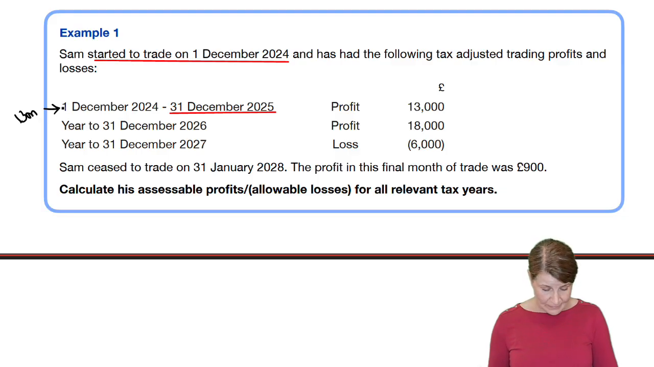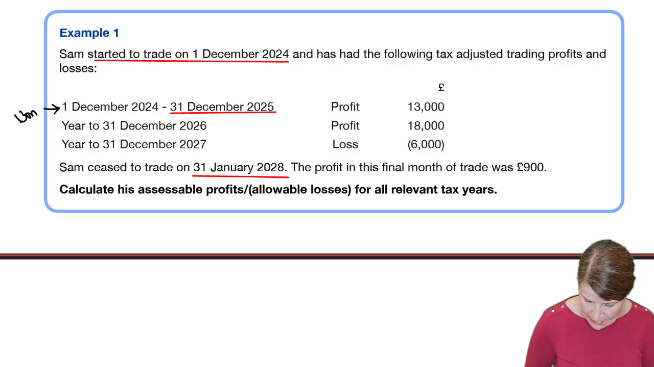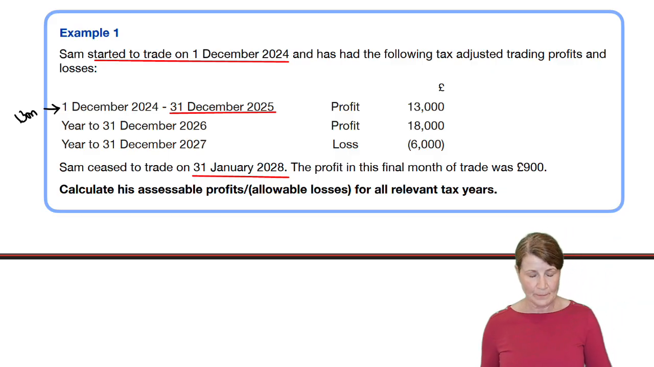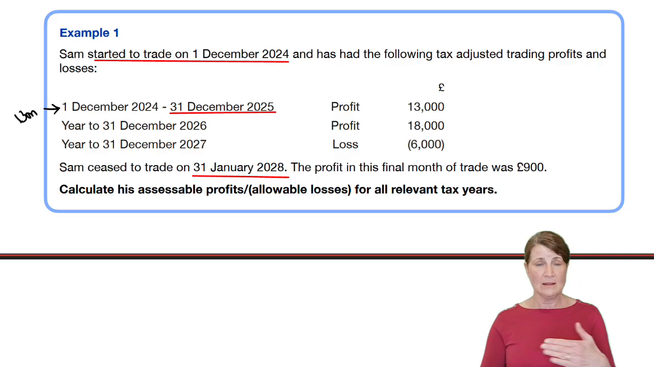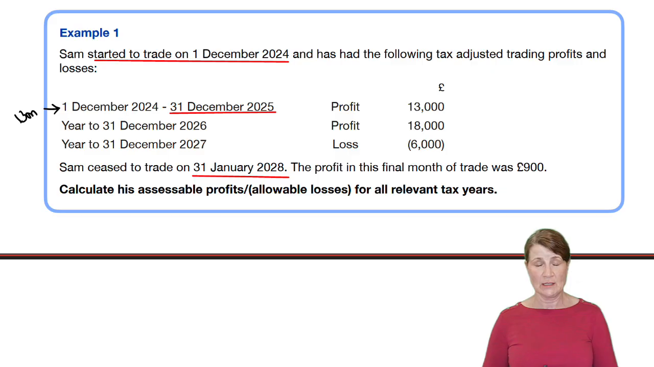And he makes a profit. After that, he makes another profit. Then he makes a loss. And then he ceased to trade on the 31st of January 2028. And he makes a small profit. So this is a very good question for you to have a go at, because we've got obviously opening years in there. We've also got cessation, and in the intervening period, we've got our continuing trades, and we've also got a loss thrown in there for good measure. So I'll let you have a look at that one yourselves. Obviously, the answer to it is in the back of your course notes. But hopefully, after going through the illustrations in this chapter, you'll know what you're doing with that question.